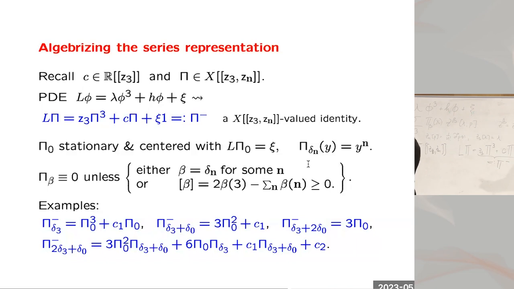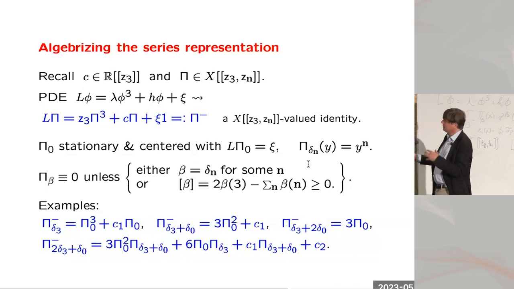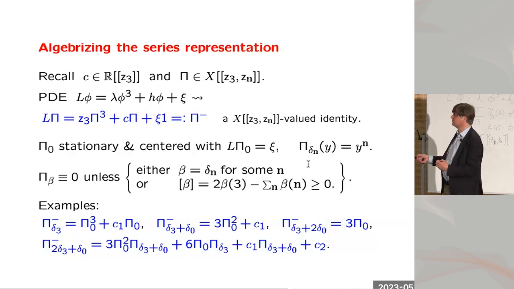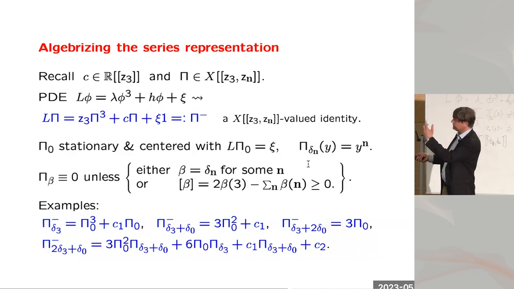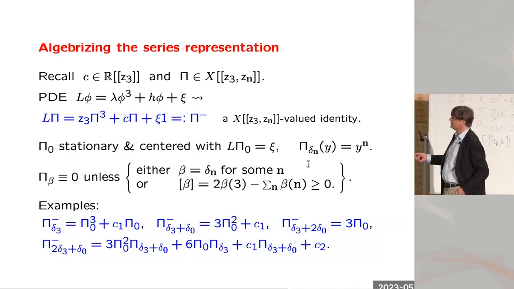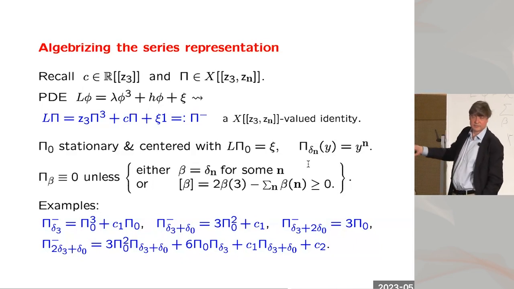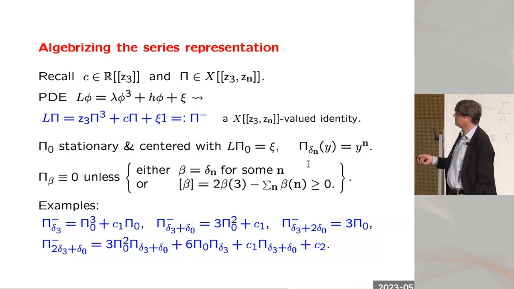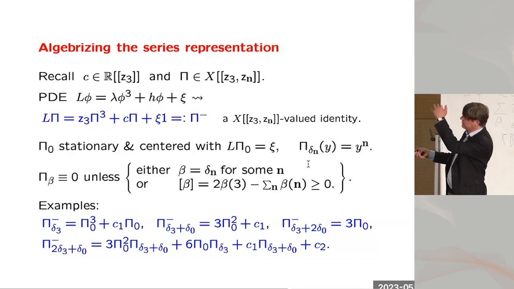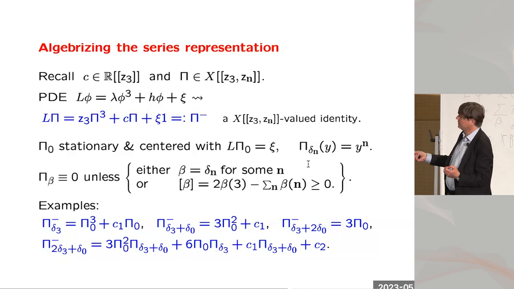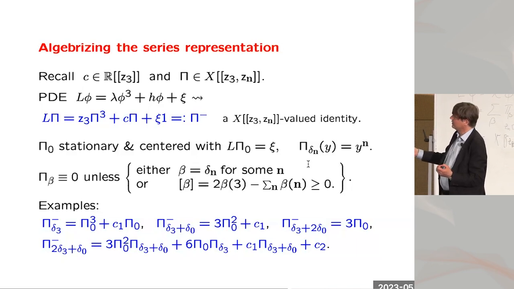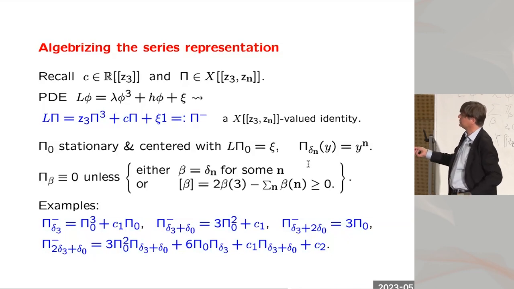Now once you're on this level, things make sense rigorously term by term. From this identity you can deduce a hierarchy of equations, which, as long as psi is smooth, as long as you have the regularization on, make perfect sense and under certain conditions have unique solutions. In a certain sense, this hierarchy of equations gets anchored by looking at its zero component, in which case only the psi survives, so pi zero is nothing else than the solution to the linear problem. And in fact, by our assumptions on the noise, there is a unique stationary and centered solution of this equation.